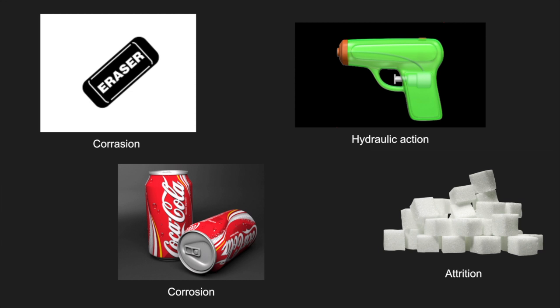And the last one, attrition, is when the rocks that the river is carrying knock against each other, they break apart to become smaller and more rounded. So it's like a banging effect. Then there are the four types of transportation.